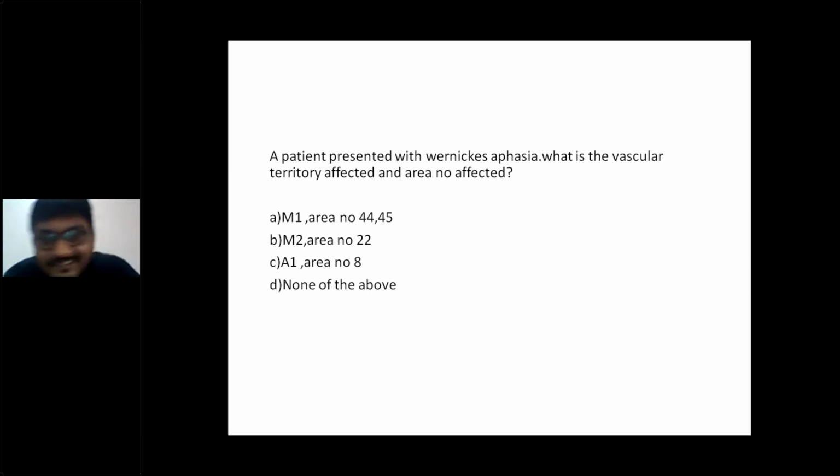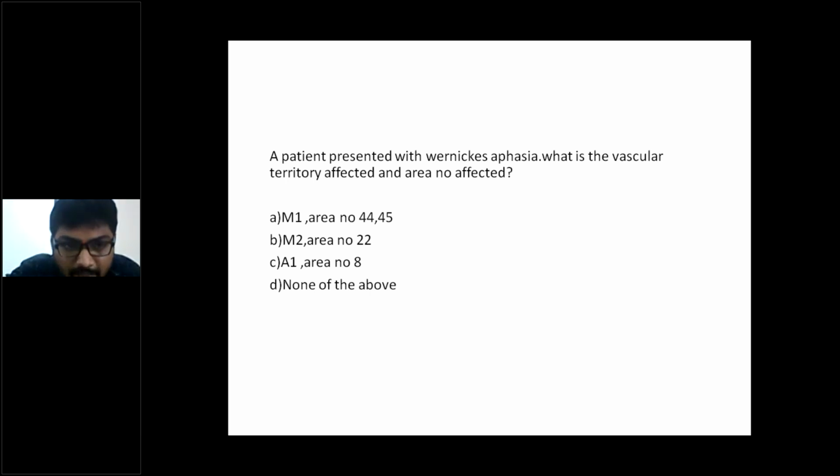Why give 3 options? See, a patient presented with Wernicke's aphasia. The area affected is Wernicke's area, right? Wernicke's area is the posterior superior temporal gyrus. The superior temporal gyrus is supplied by the M2 division. So the vascular artery affected is M2. What is the area number for Wernicke's area? Area number 22. Only one option, B, is correct. I think one person answered this question. Very good. So the area number is 22. What is Broca's area?